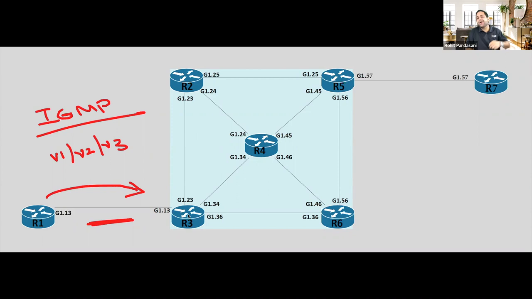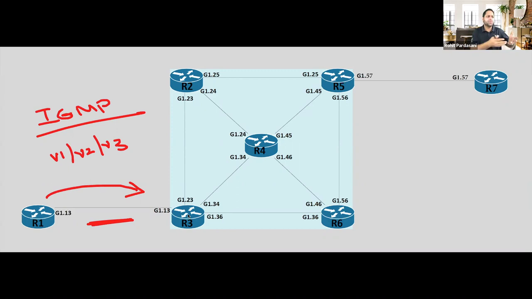So it is R3 who is going to be responsible for finding a server for that client. R3 is going to basically enroll or register router one as a client. And once R3 registers router one as a client, then R3 is going to use PIM to find the server, to send a message to the server, wherever the server is on the internet.